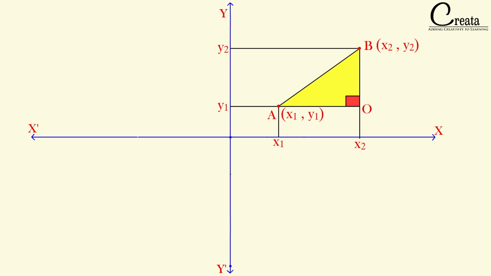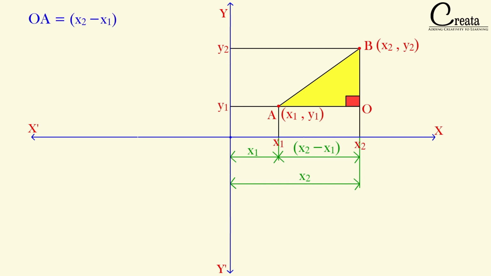Now we will calculate the length of sides OA and OB so that we can apply the Pythagoras. Here, if you observe, this is x1 and this length is x2 and we have to calculate OA. Can we say OA is equal to x2 minus x1? Okay, this distance will be equal to x2 minus x1. Similarly, we have to calculate OB. This complete length is y2 and this length is y1. So can we say OB is equal to y2 minus y1?